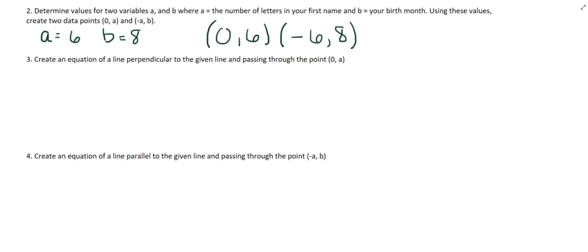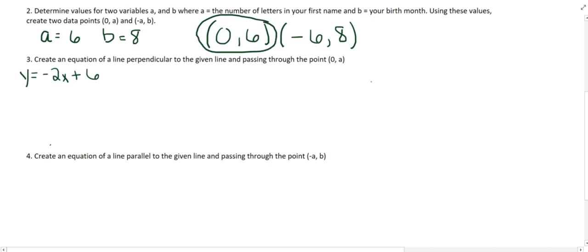So number 3 says create an equation of a line perpendicular to the given line passing through the point 0, A. So we all might have different given lines, so I'm just going to pick a line here to use. We're going to use the line y equals negative 2x plus 6. Okay, so here's my given line, and I want to pass through this point 0, A. So for me, that's that point 0, 6. So that's the point I'm going to be using here.